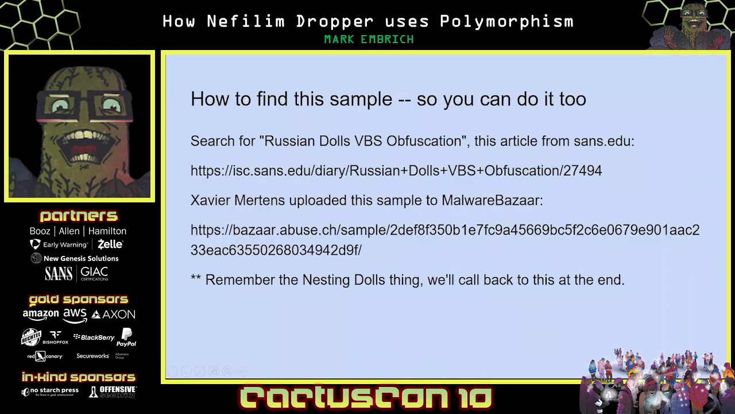If you want to follow along or dig into it on your own time, you can find the article on this malware in the SANS diary, where Xavier Mertens discusses the obfuscation of this malware dropper. To find this article, search for Russian dolls VBS obfuscation. And Xavier did us a great favor by uploading the malware sample to MalwareBazaar, so you can retrieve the file from there and go through it on your own.